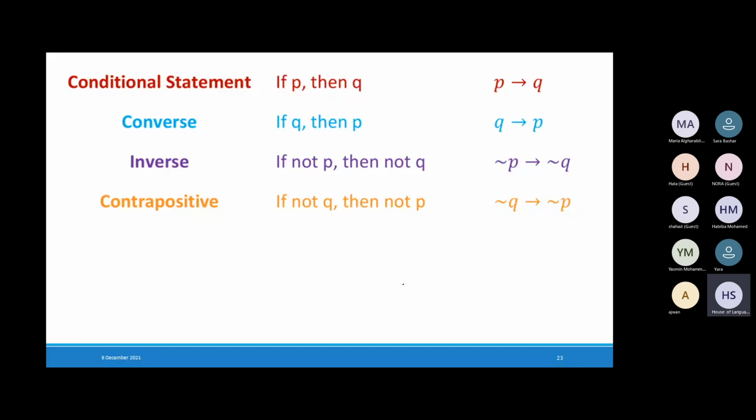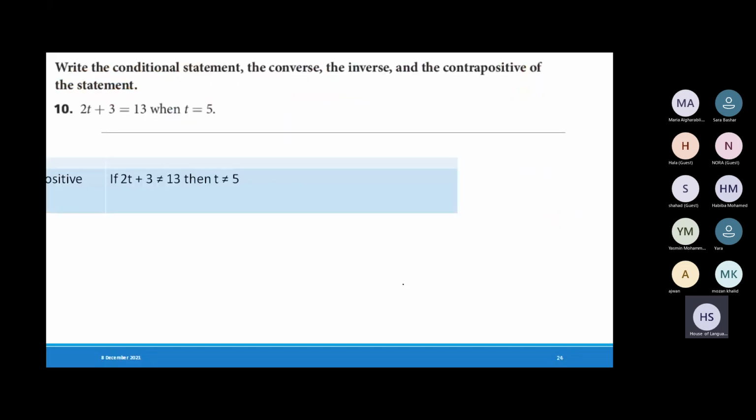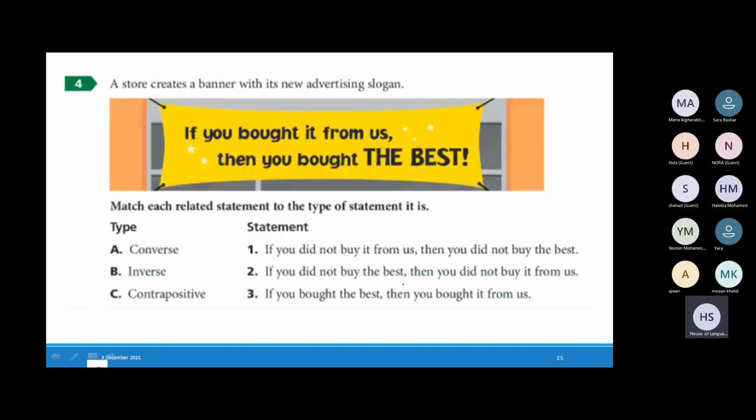In logic, later at university, they write this sign. This sign means not. Not P will mean not Q. It's something like this. Let's have this example here.